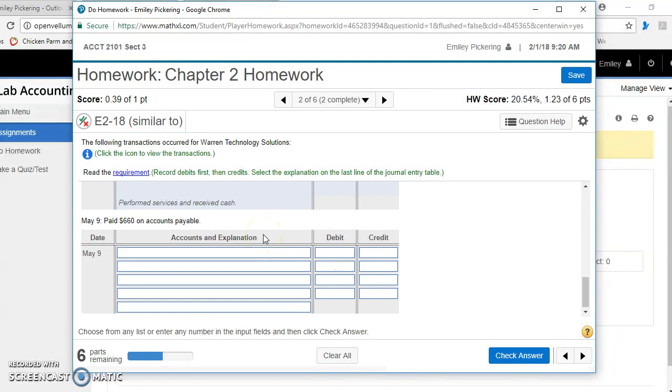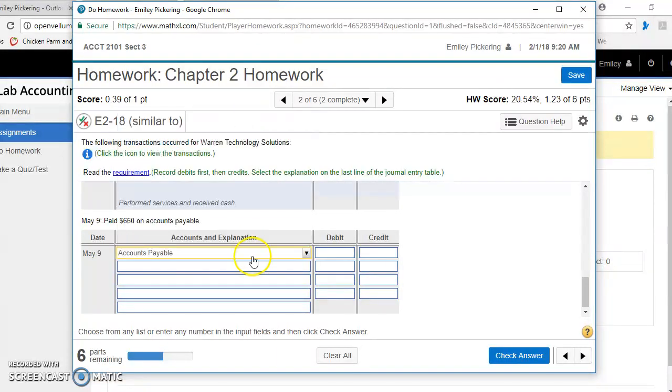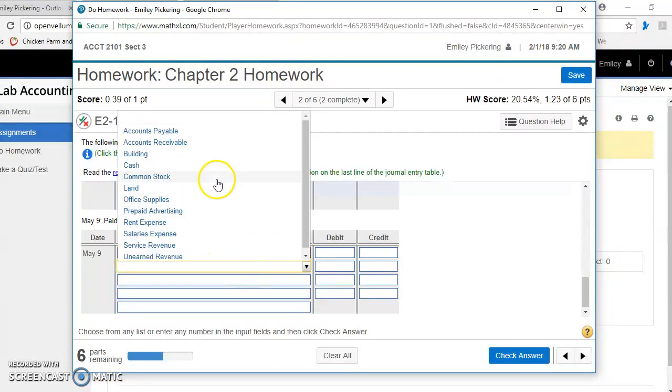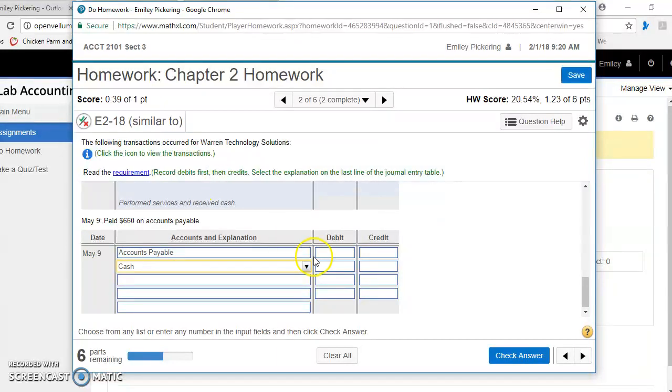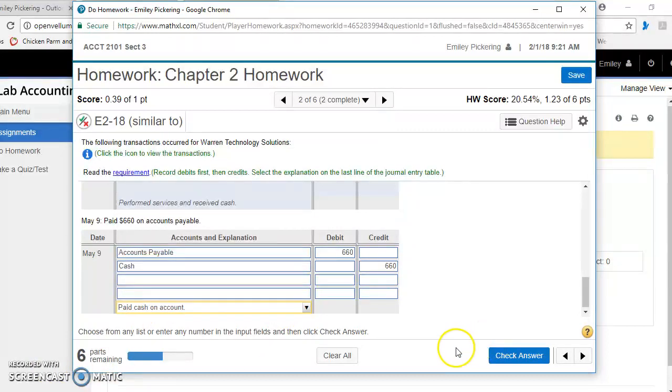All right, so paid $660 on accounts payable. So we know we have accounts payable and we paid it with cash. So our accounts payable went down $660. We don't owe it anymore. Our cash went down $660 because we paid it with cash. And I'm going to say paid on account.